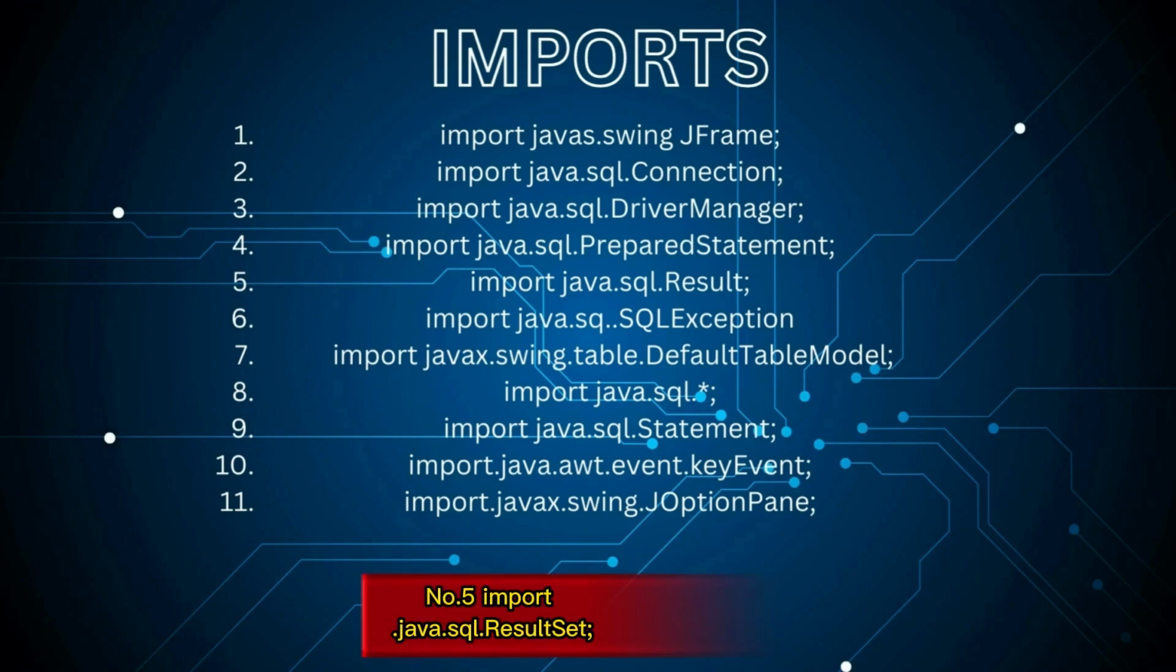Number 5. Import java.sql.ResultSet; This import statement is used to import the ResultSet interface from the java.sql package. ResultSet represents a set of results from a database query. It provides methods for iterating over the result set and retrieving column values for each row.